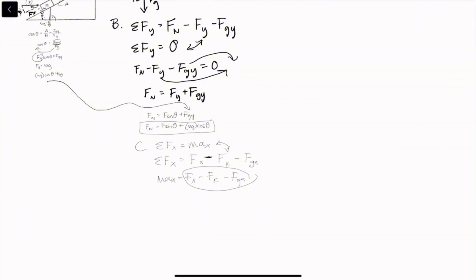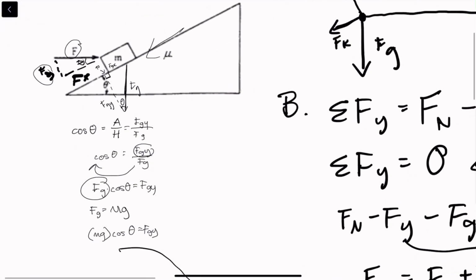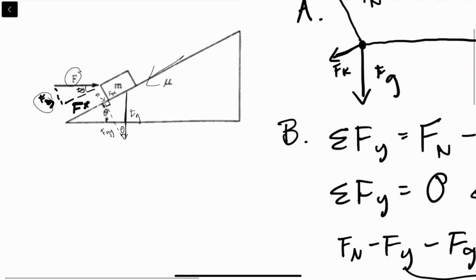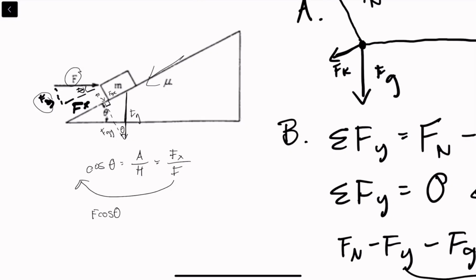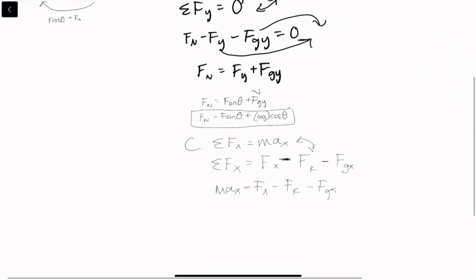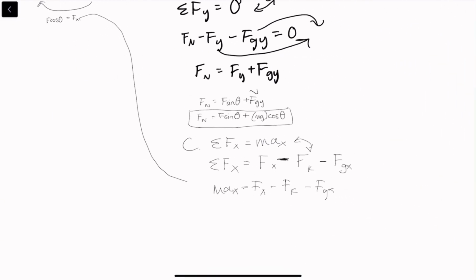Okay, so let's start expanding on these variables. We're going to start with Fx. We can use cosine theta is equal to adjacent over hypotenuse because the adjacent side to theta is Fx. And that's what we want to solve for, right? And then the hypotenuse is just F. We would multiply this over to solve for Fx. So we can substitute that into here.